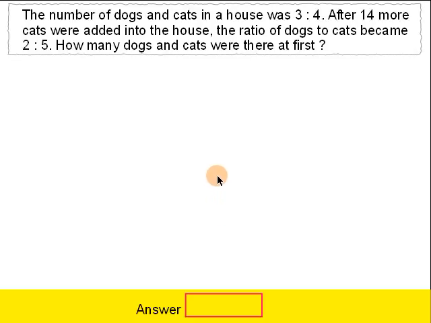Now the question says the number of dogs and cats in the house was 3:4 in ratio. After 40 more cats were added into the house, the ratio of dogs to cats became 2:5. So how many dogs and cats were there at first?